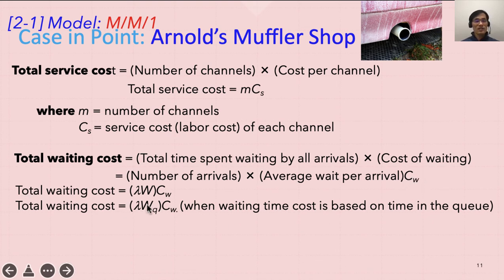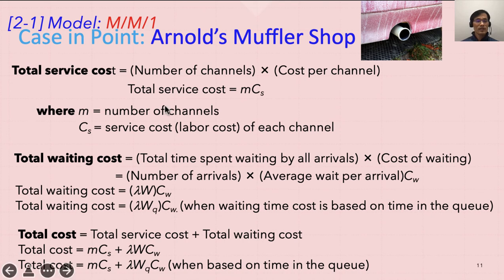And that is summarized here as total waiting cost will be lambda times W times cost of waiting. So W is wait time, lambda is the number of people coming in per hour or per day, and the CW, the cost is there. And total waiting cost will be lambda times WQ times CW. That's another way of calculating it. So then the total cost will be this cost, total service cost plus total waiting cost. So M times CS plus lambda times W times CW, that's going to give you total cost.